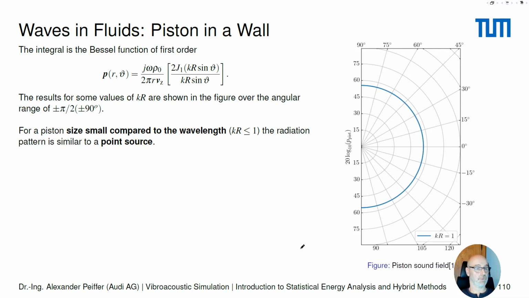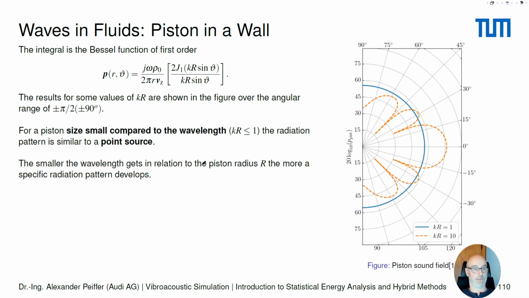To give you an overview of what that means for typical radiation patterns and related effects, I just give you some examples here. If we have a piston that is quite small compared to the wavelength, that would mean that the product kr is slightly smaller than 1, and the radiation pattern is similar to a point source, as you can see here. There's nothing here because we have the half space, but this is like a spherical radiation pattern.